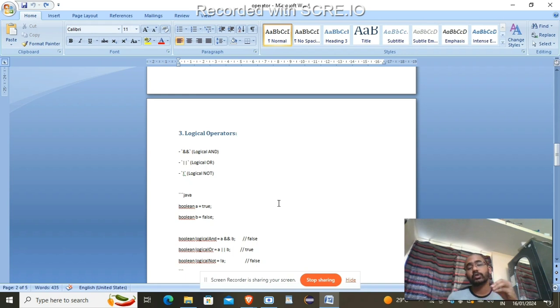Then another one is logical NOT. If it is true and goes through the logical NOT operator, it becomes false. If it is false, it becomes true. That is the reason we use logical operators in lots of cases in programming.